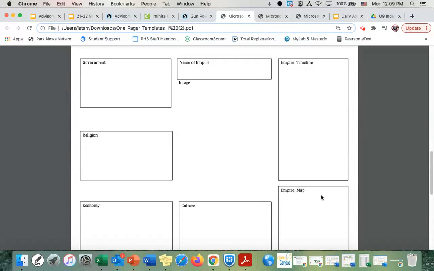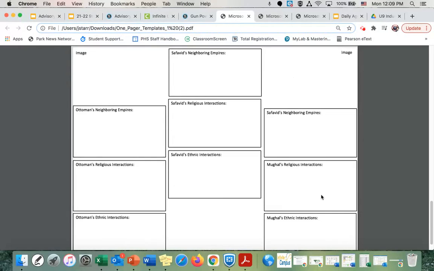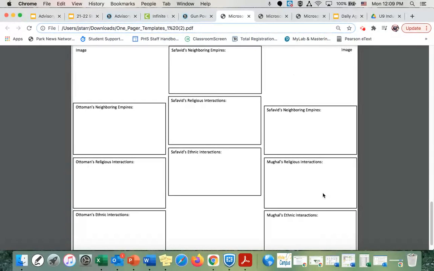And then you have one more one-pager to do, and that's right down here. It gives you the information about their interactions. You do have to include a little picture for each of the empires, but then it also gives you the place to write your answers for how they interacted with each other here. Okay, so again, this template here, guys, is optional. You do not need to use it.